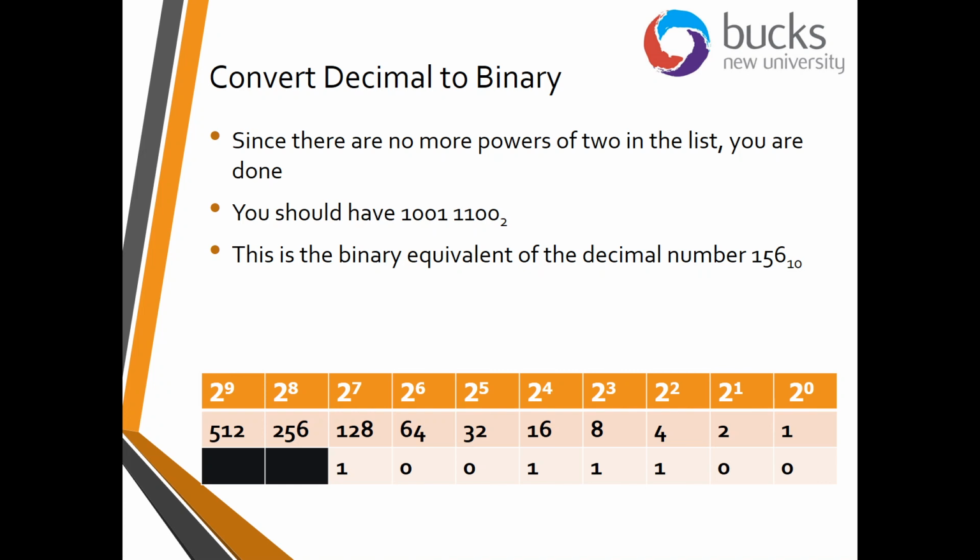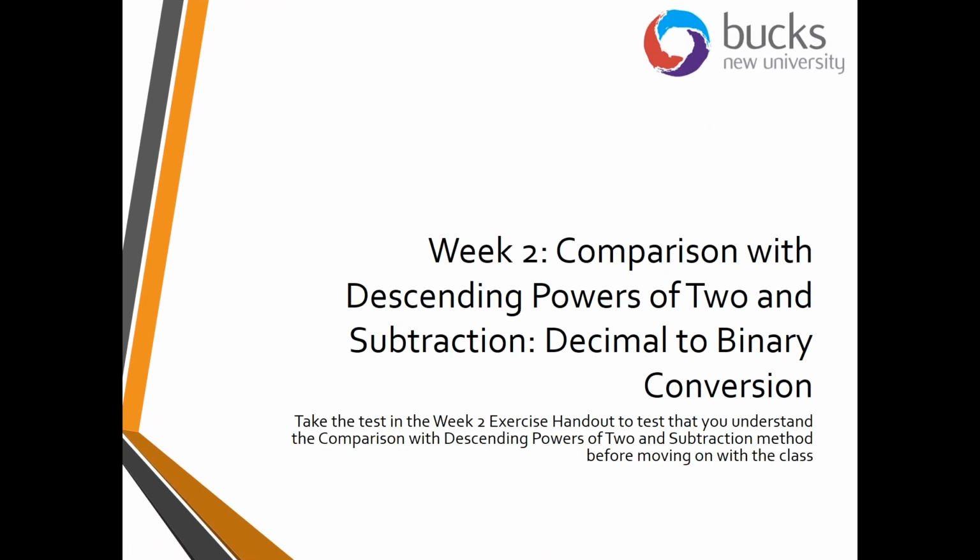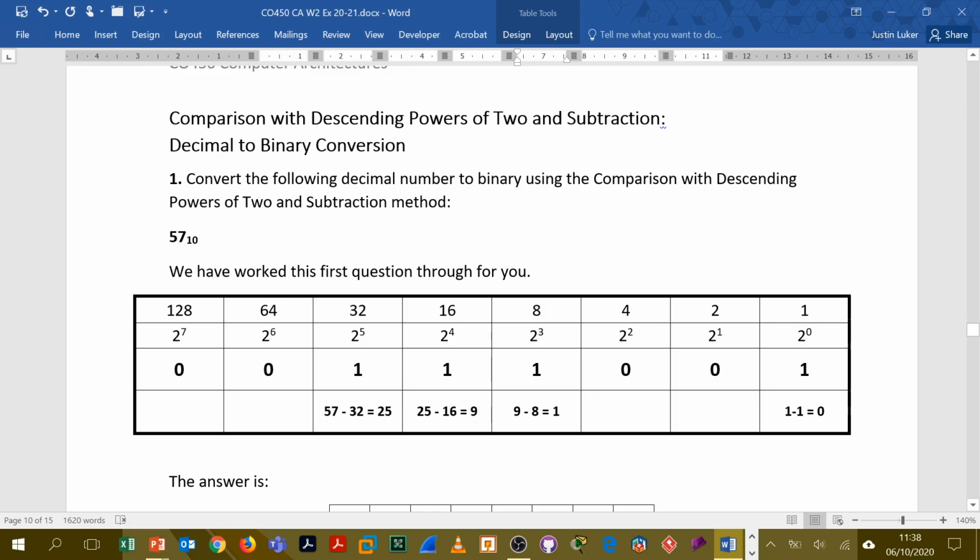And again, you could use positional notation now to check that if you wanted to, by adding up 128 plus 16 plus 8 plus 4, and hopefully you got to that 156 number that we were looking for. So again, we have some little exercises in this week's handout for you to practice with. So comparison with descending powers of 2 and subtraction, a decimal to binary conversion.